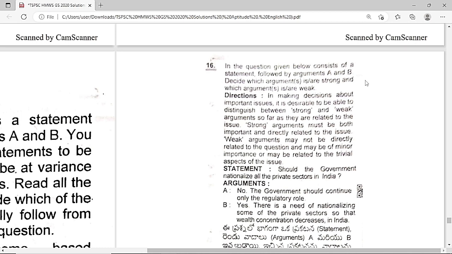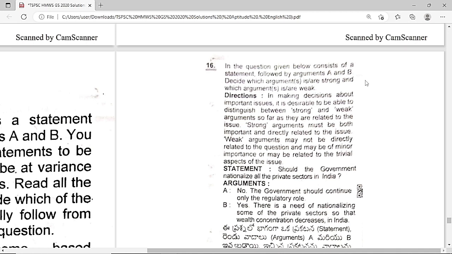So in this question, listen carefully. The question given below consists of a statement followed by arguments A and B. So decide which arguments are strong and which arguments are weak. So in this question, they have given a statement and they have given arguments. So we have to assume only the statement is true. Then which of the arguments are strong and which are weak, we need to figure out.